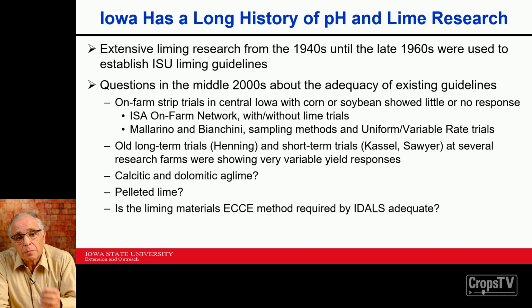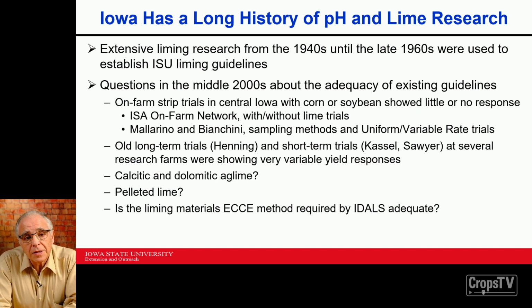Another question, especially from people in eastern Iowa, was about the difference between calcitic and dolomitic lime, because there are a quarry or two in eastern Iowa. There's dolomitic lime. It doesn't have much magnesium, but people call it dolomitic lime. Then pelleted lime. The sale of pelleted lime increased a lot over the last few years.